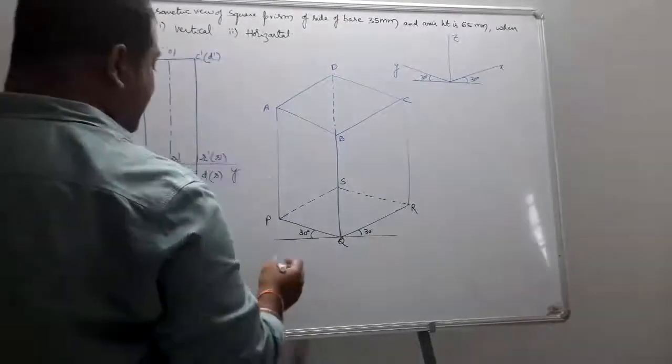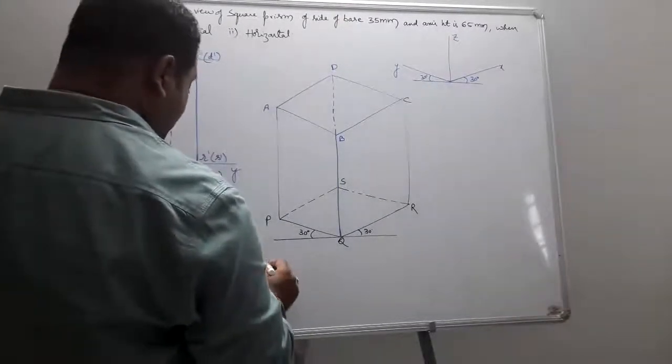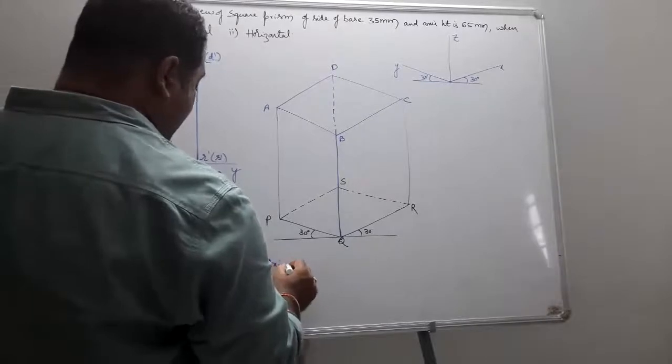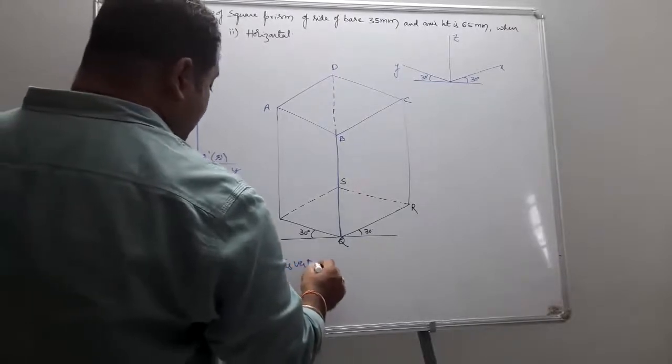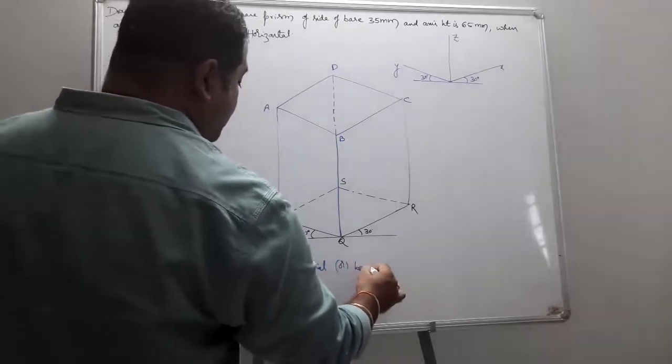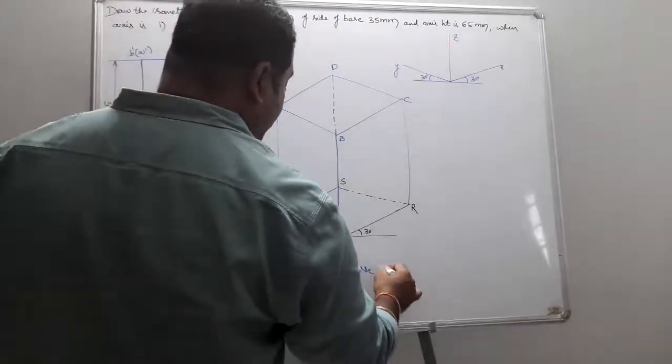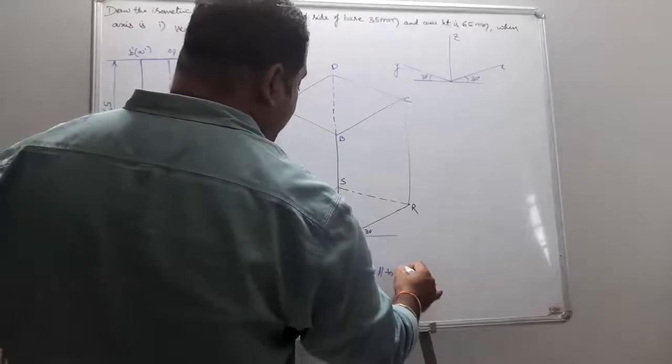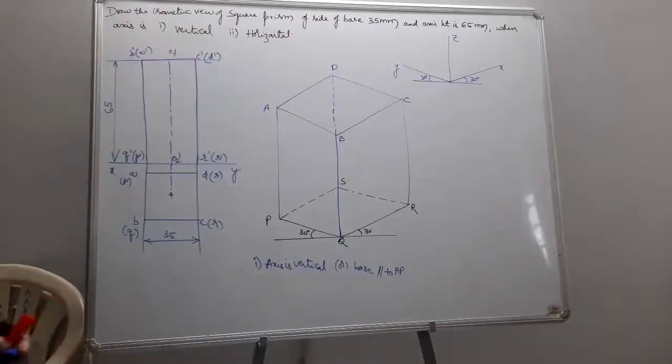First one, it is axis is vertical or base parallel to HP. Okay, students, is it clear now? Students, is it clear?